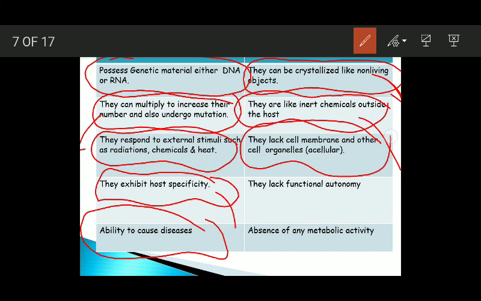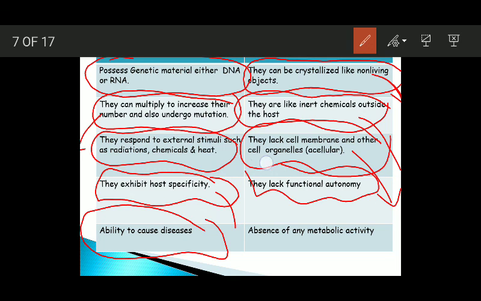The third one is they lack cell membrane and other cell organelles. That means they are acellular. They don't have any cell membrane. Cell membrane is the characteristic feature of living organisms. They don't possess any intracellular cell organelles. Cell organelles include mitochondria, ribosomes; all these intracellular cell organelles are absent in viruses.